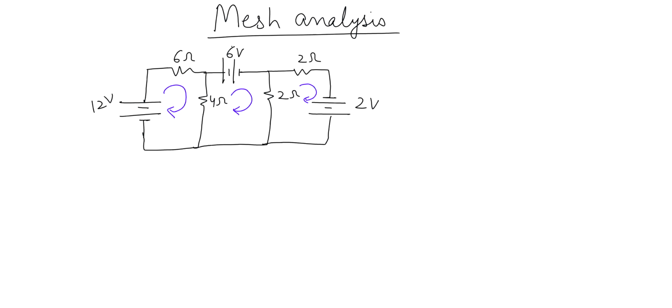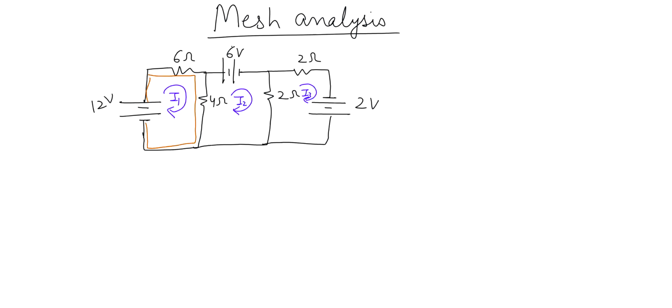So I am considering clockwise direction. Let's suppose the current flowing in this loop is I1, here it is I2, and this is I3. So we have labeled the loops and we have labeled the current flowing through each loop. When I say current flowing through loop 1, that means the I1 current is flowing here, here, going this way, and then going back here. So this is the loop that the I1 current is covering.